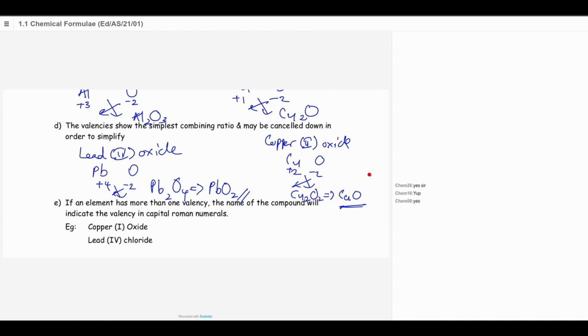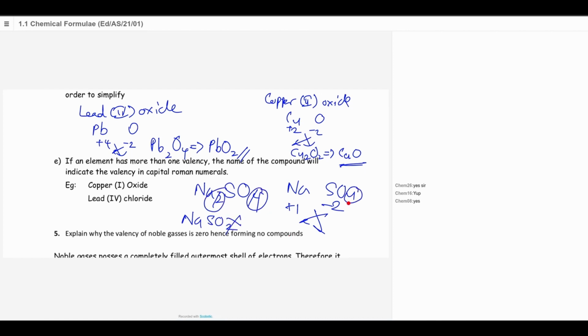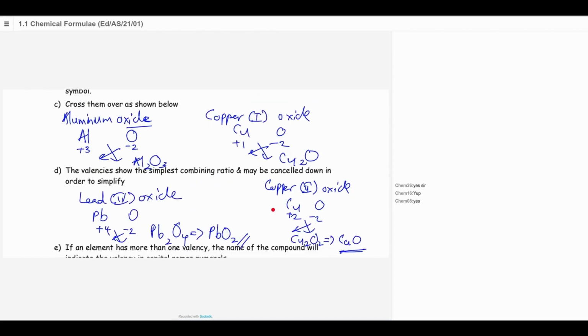But when you have radicals, be careful. A radical is a combination of more than one element with an overall charge. Say, for example, sodium sulfate, right? Sodium is +1, sulfate is -2. When you cross the valencies, you get the formula like this. So you cannot simplify this and say sodium sulfate is NaSO2. This is wrong. You can't simplify part of the formula. You can only simplify what you cross, the valencies. Only valencies can be simplified. Remember, you cannot simplify part of the formula of the complex ion, right? I hope it's clear. You can copy these four examples.